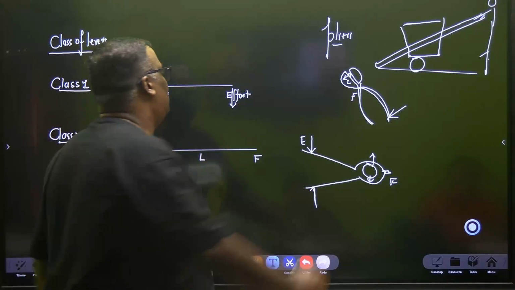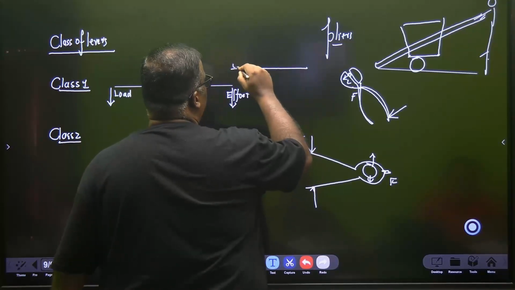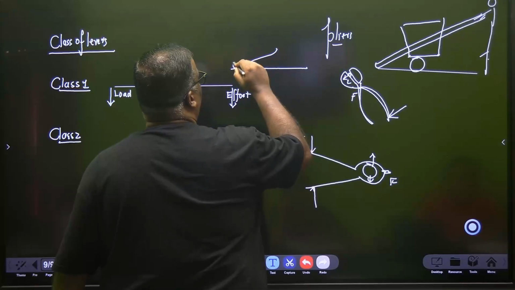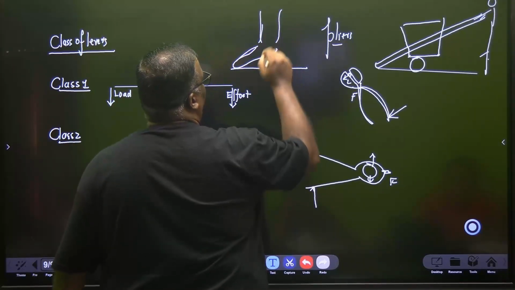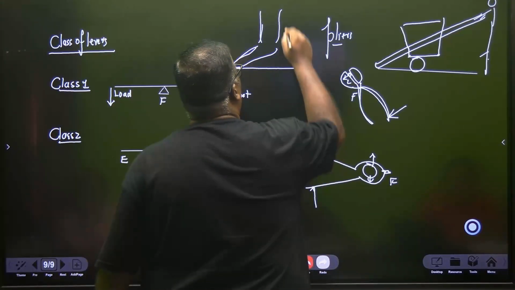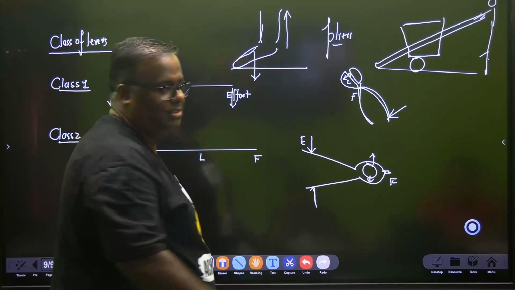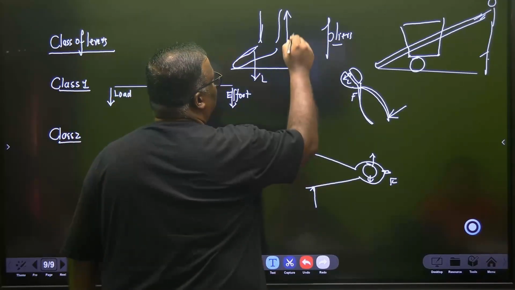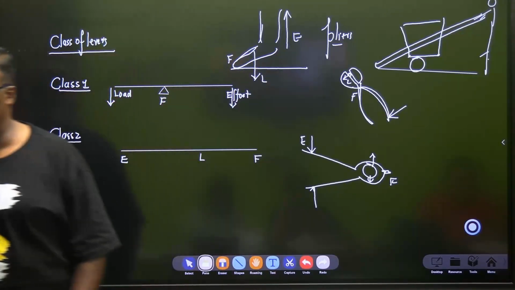See, there is one more example. Let's say this is the ground level and this is your toe, and this is your leg. When you try to go up like this, you are putting your effort on top, whereas the body weight is working here. This is your body weight, which is the load. This is your effort. This is the fulcrum. This is a human body type 2 lever.